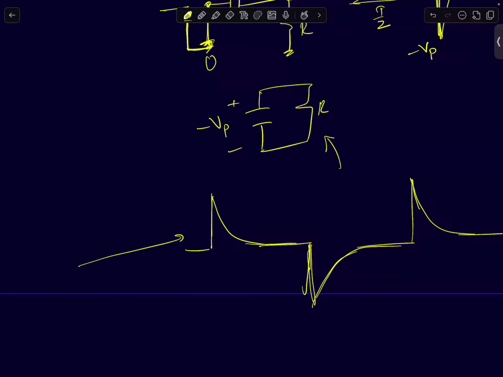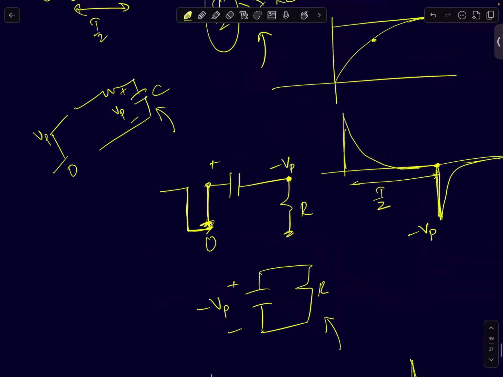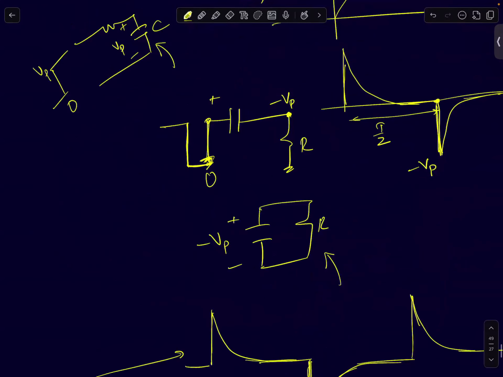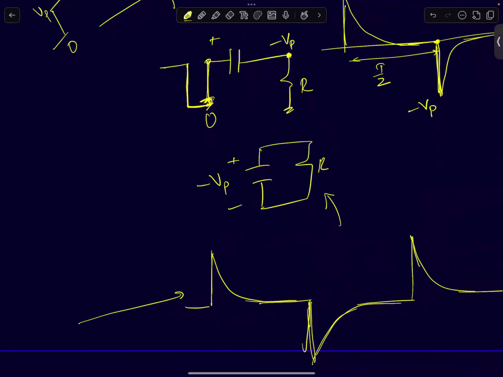So this is how the waveform is going to look for an RC circuit where the RC time constant is much smaller than the signal's time period. Okay? So keep this in mind. In the next class, we'll start discussing differentiators a little bit more deeply. Okay?